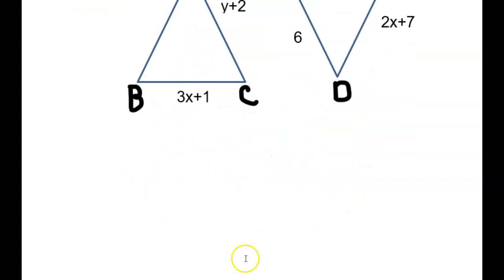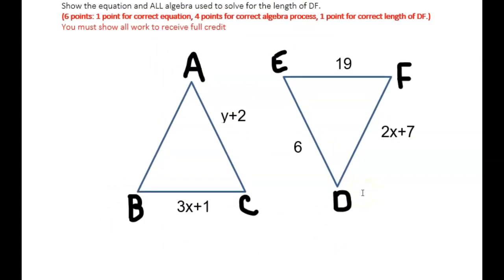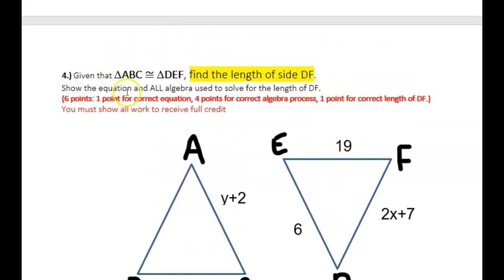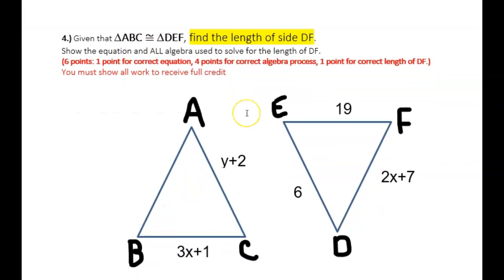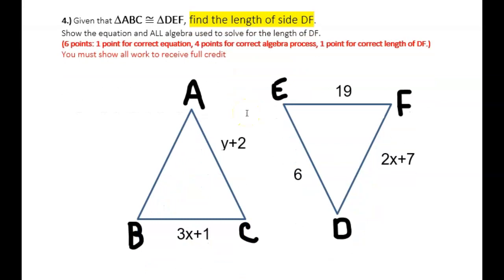So you can type right in here all your algebra, how to find that. So remember, order matters. The length of the line segment AB is congruent to the length of the line segment DE, and so on. So look for the corresponding lengths of the lines and solve for the length of DF.